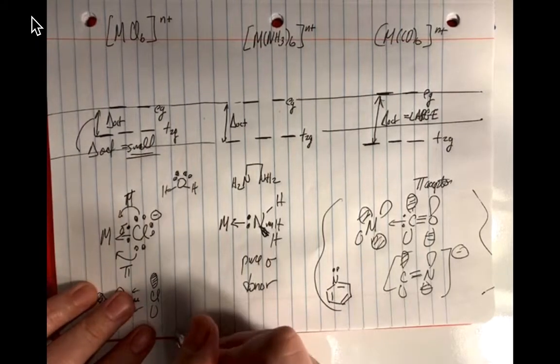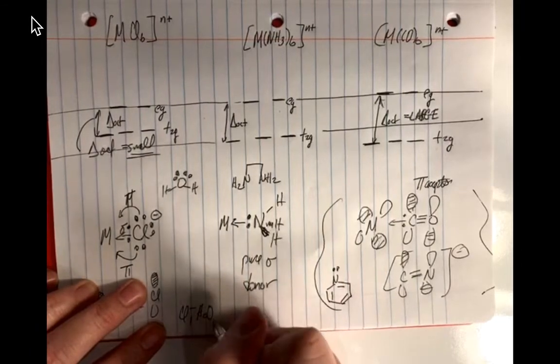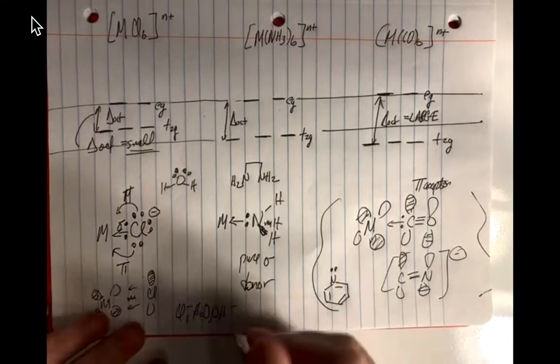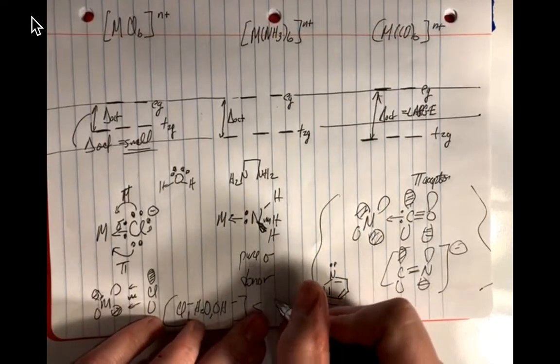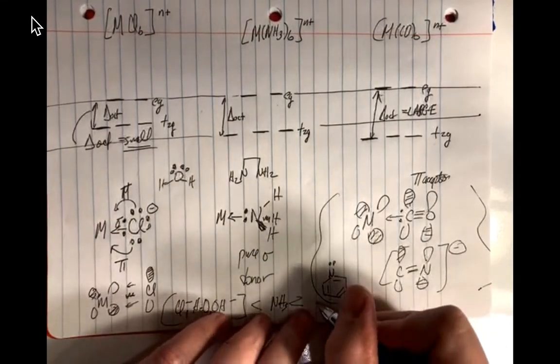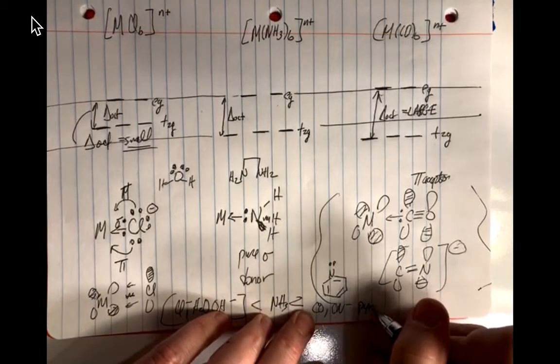And so Cl, for example Cl, water, hydroxide, those we would expect to have a small delta octahedral. Things like ammonia would be here in the middle, and then things with a large delta octahedral would be CO, CN minus, and pyridine.